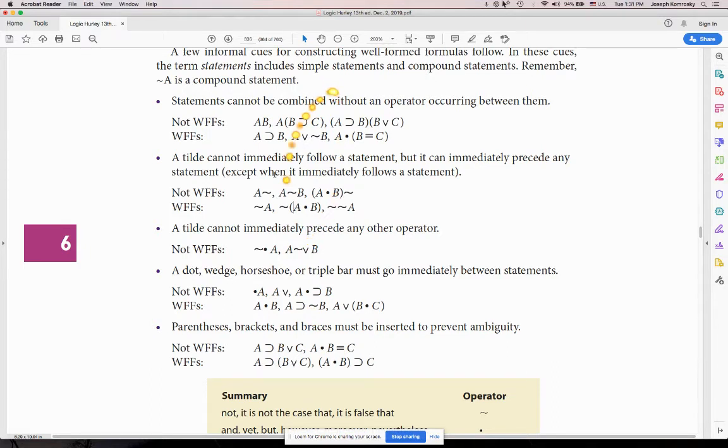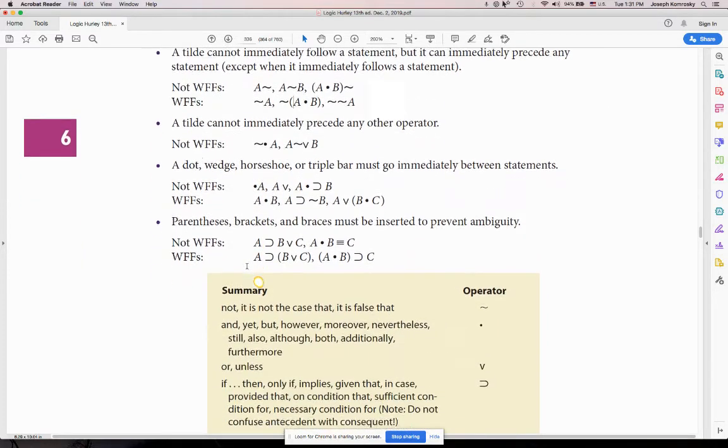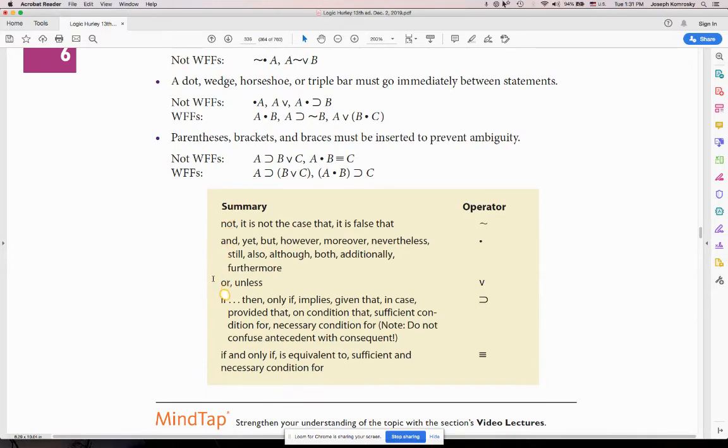So, look at these examples. You can't negate a wedge, and you can't say not dot A. You've got to have some other letter over here, which you don't have. And that's pretty much it. And there's your cheat sheet.